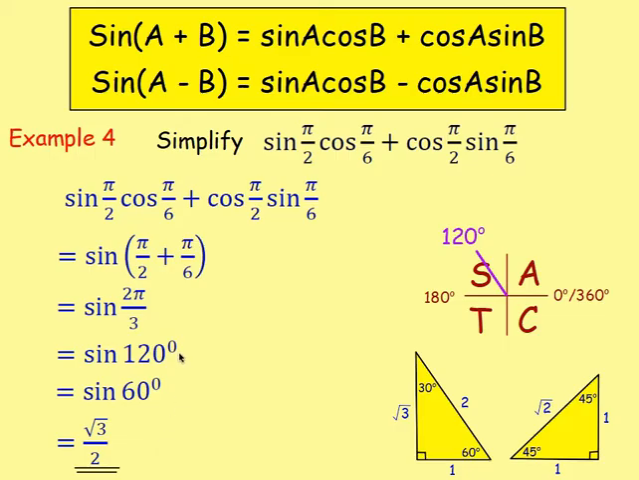Just remember, when you get down to sine 120, if you're doing it without a calculator, think about CAST, think about the quadrant. Well, it's sine, it's 120 degrees, sine's positive there, and it's 60 degrees away from 180. So that's the same as sine 60, and you can use the exact value triangles to work out what that would be.